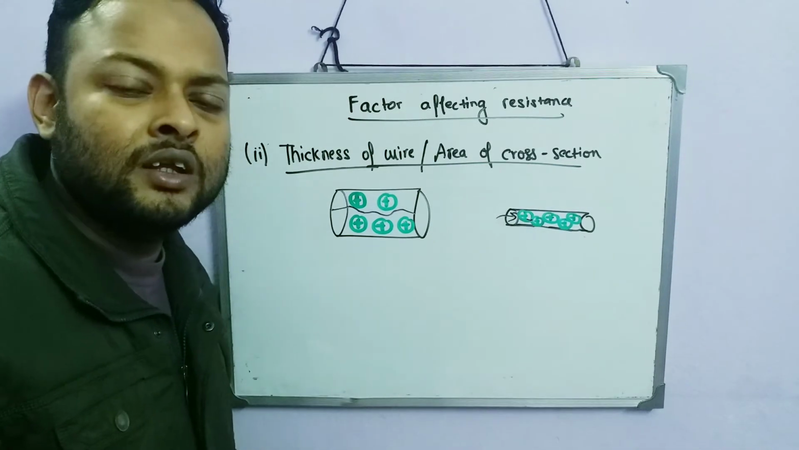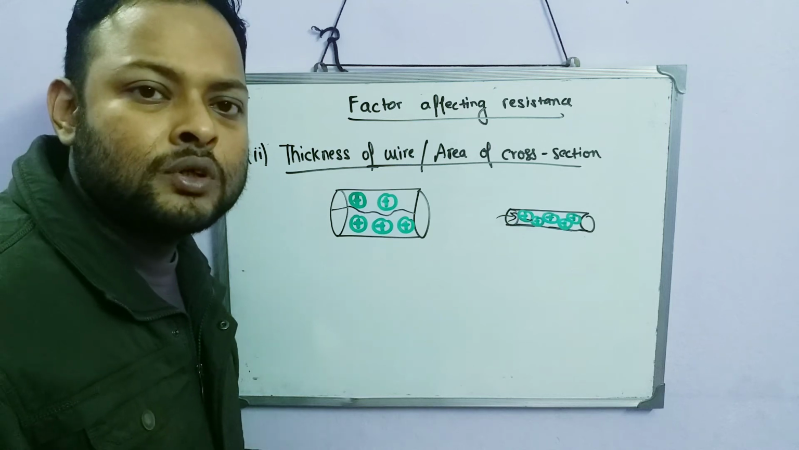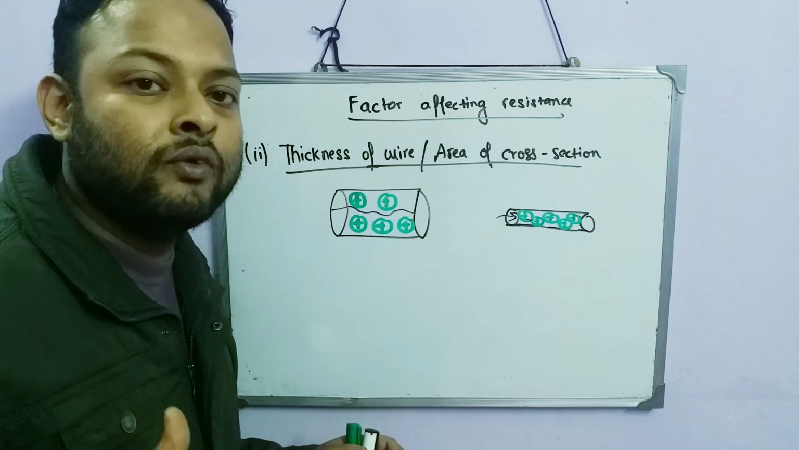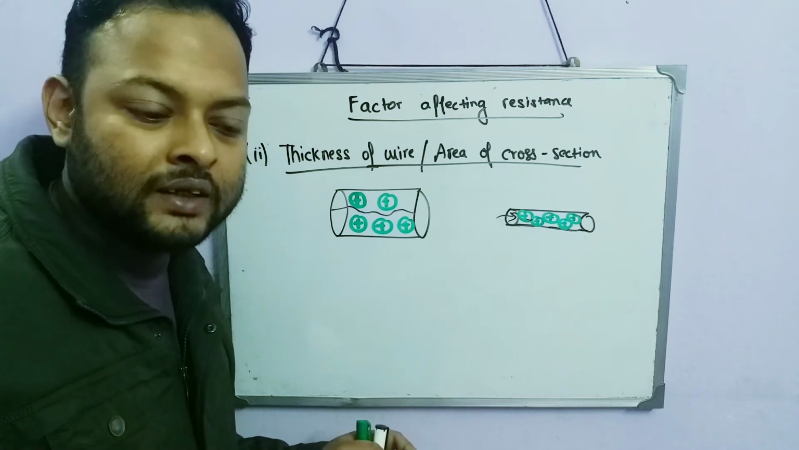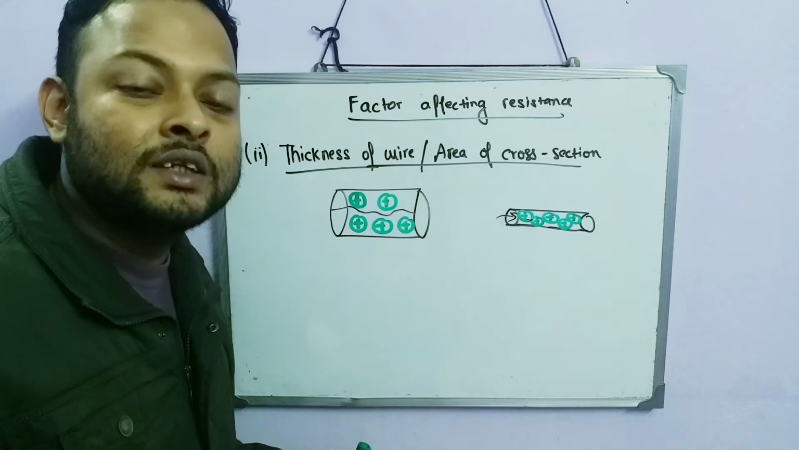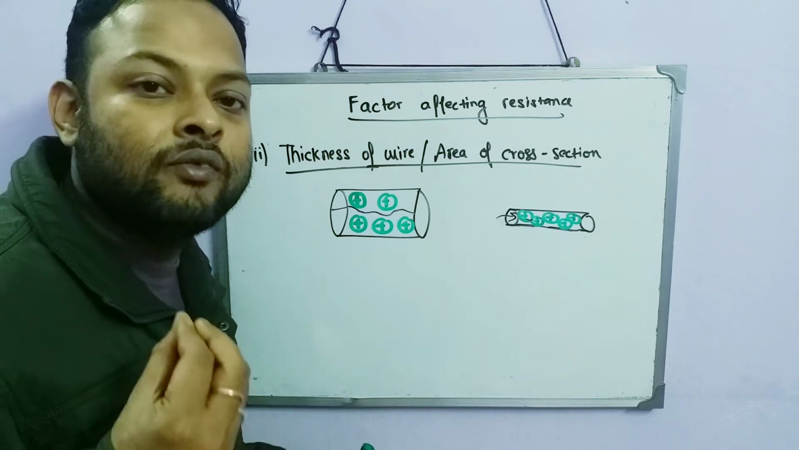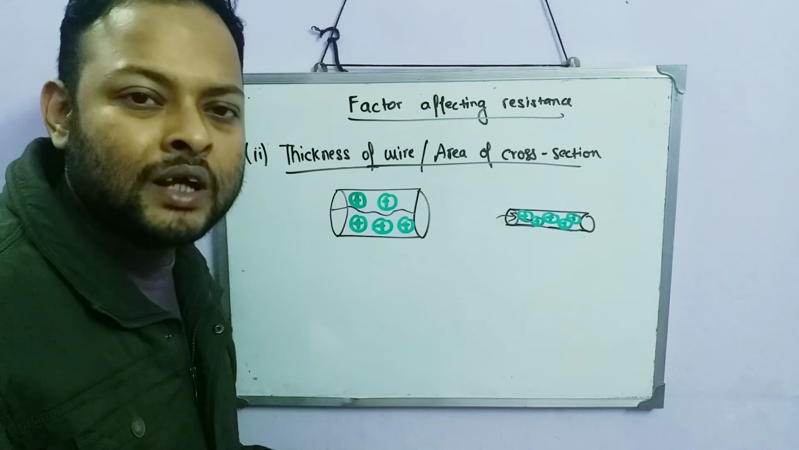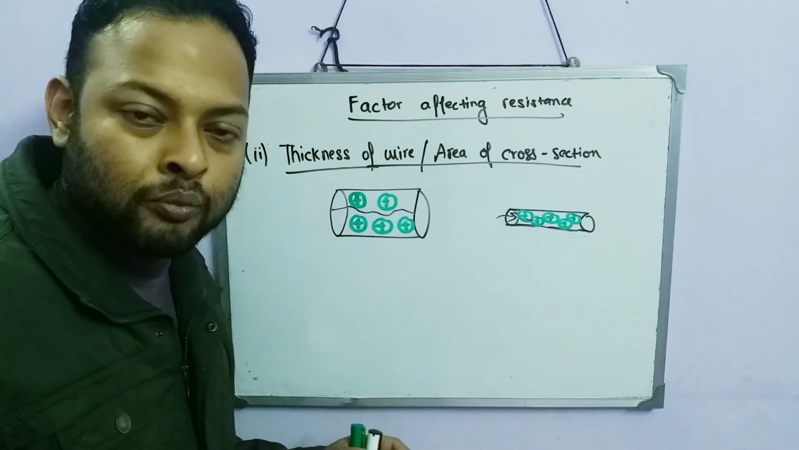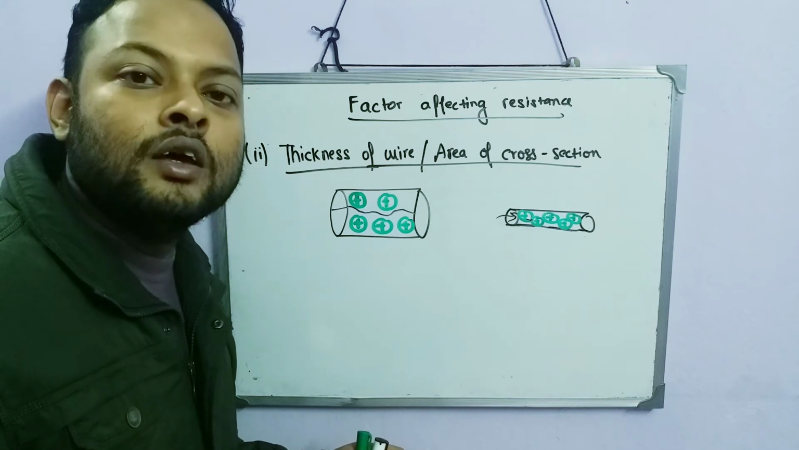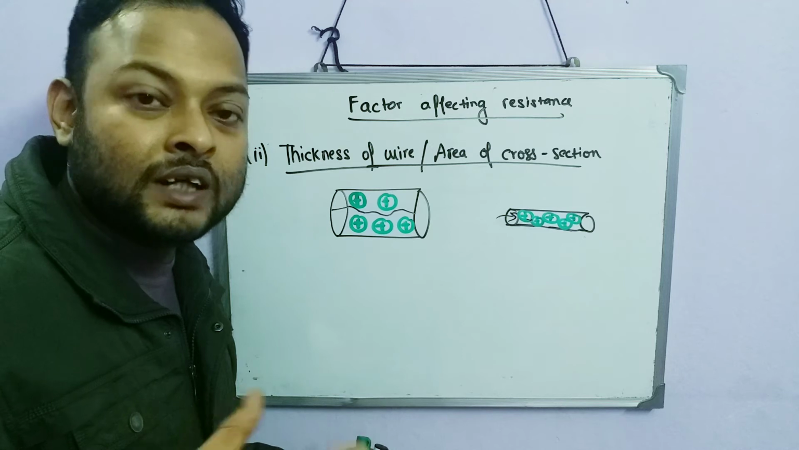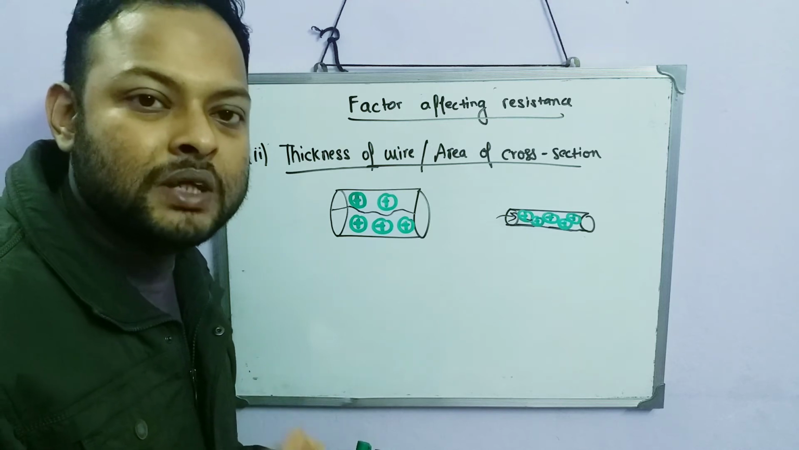You can say in simple logic, suppose you are going on a highway. Obviously if you have seen a highway, the roads are broad. So on a highway the chances of a traffic jam are very minimum. You can go at a very high speed, because if the road is broader or wider, the traffic jam is minimum.